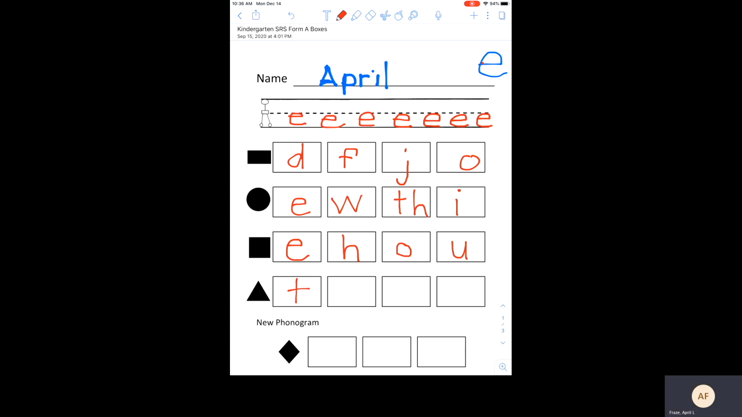Now write the last sound in the word dig. G, goat, g. If you listen to that word, d, i, g, g is the last sound. Now write the last sound in the word sun. N, nest, n. I hear n on the end.